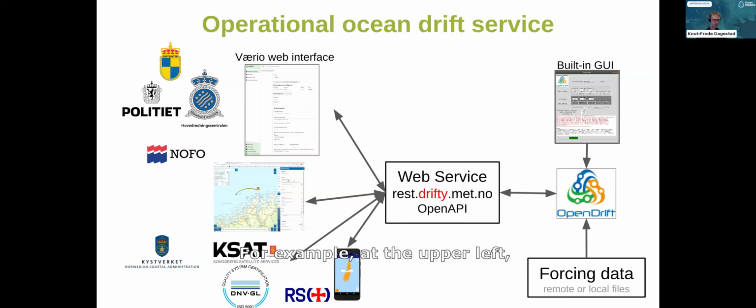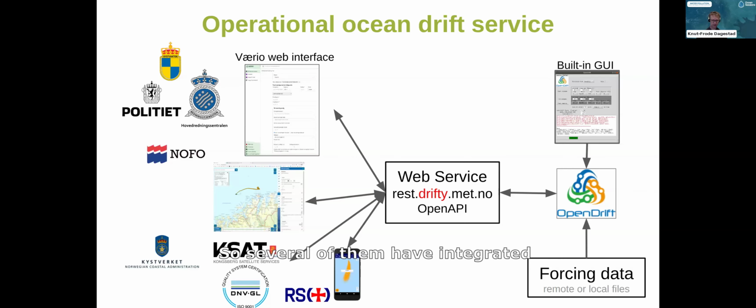For example, at the upper left, you see it's called Vario. That's the web interface that we have made for our own users, or actually also used by our internal meteorologists to help their service. But some of the users, for example, the coastal administration or the oil companies, have their own web interfaces or their own GIS tools.